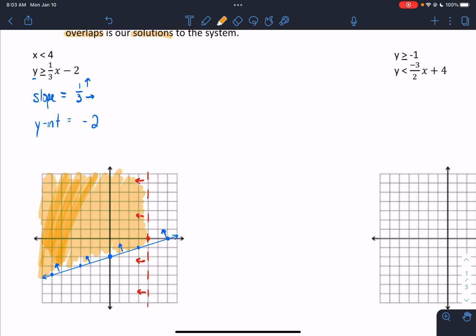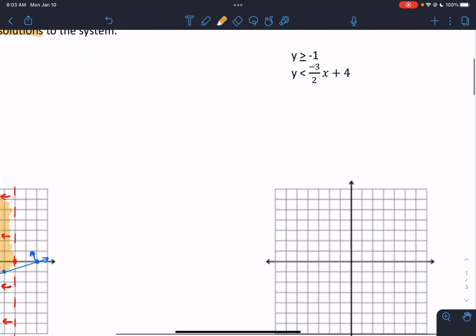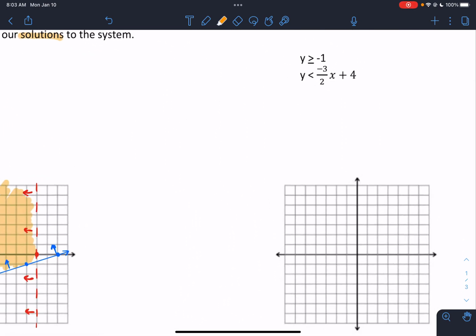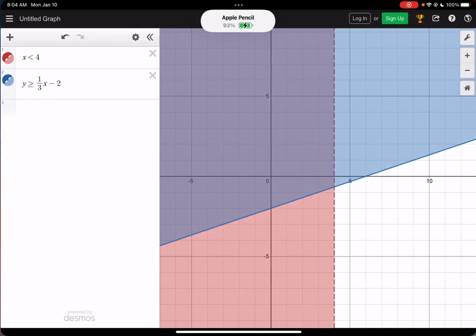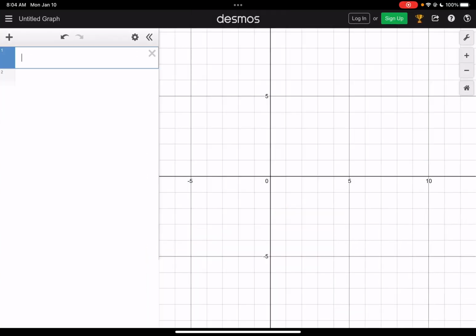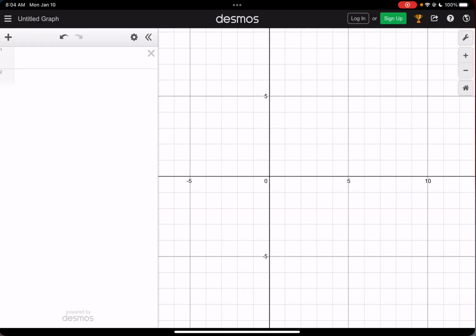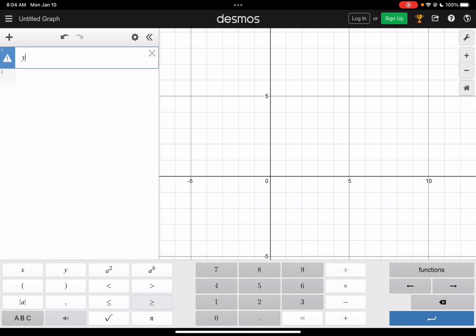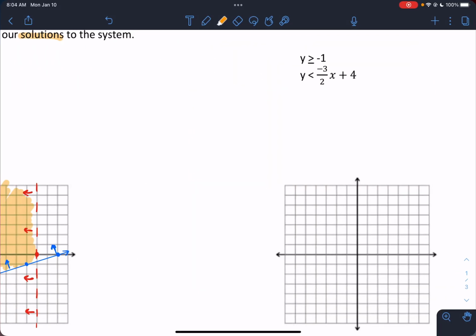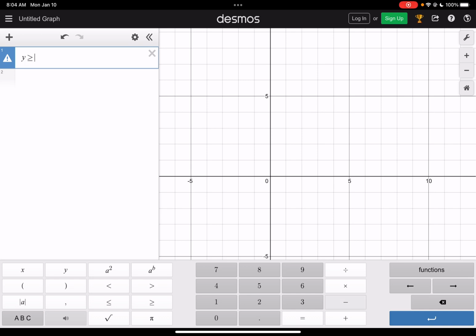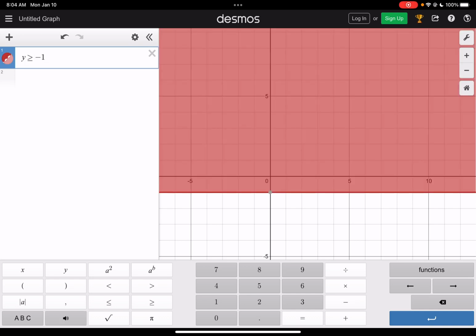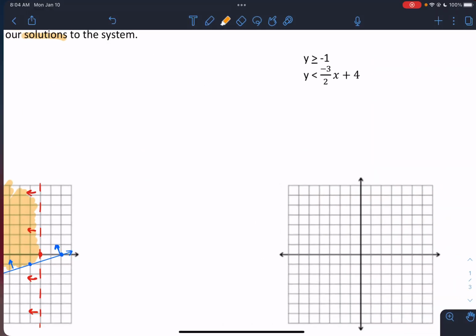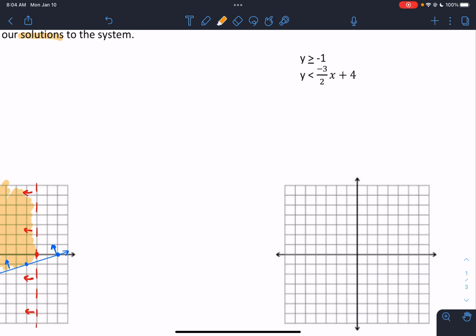I can do the same thing with one over here on the right-hand side. Again, I can clear those out on Desmos. This is y is greater than or equal to -1. Solid line, everything is above.